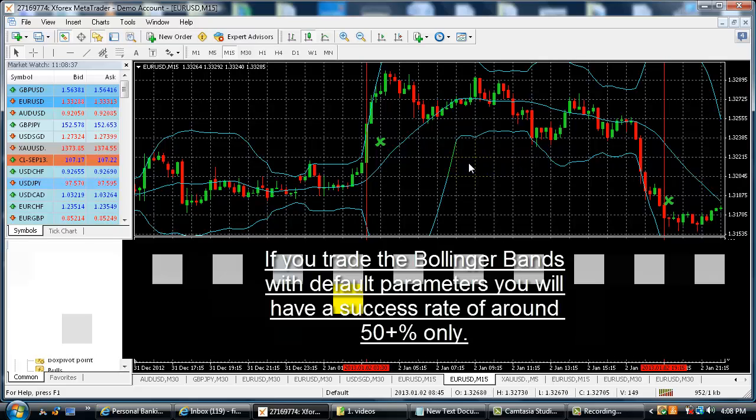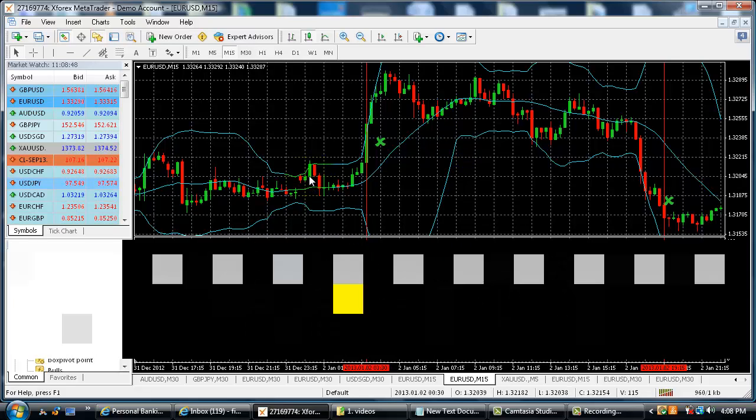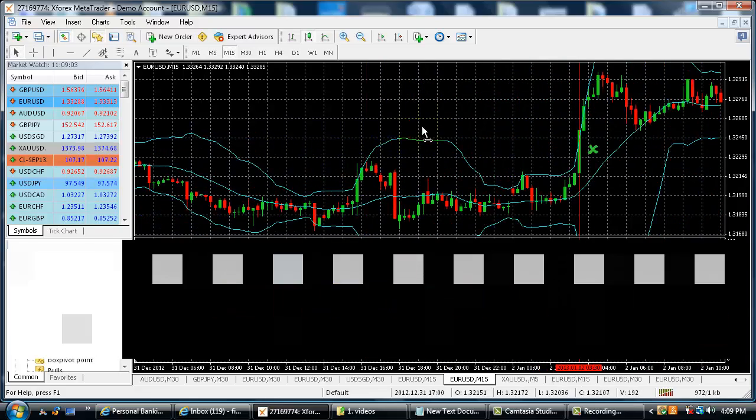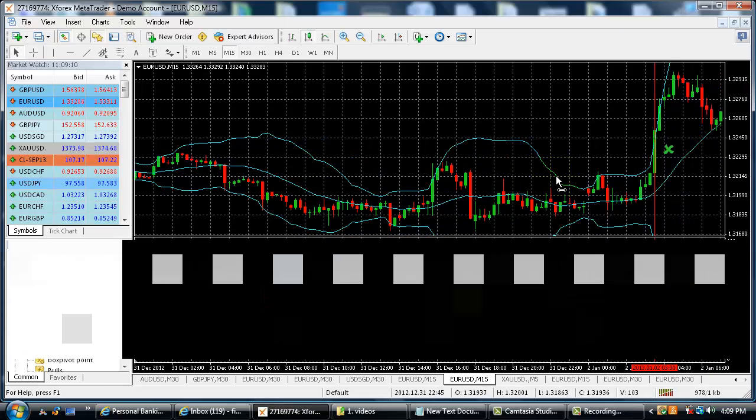There are lots of people teaching Bollinger Bands. As you can see, Bollinger Bands are taught that once the market hits the top band, you sell. Like this instance here, it works well. When it touches the bottom band, you buy, right? But as you can see, it doesn't always work that way. It touches here, it still goes up.